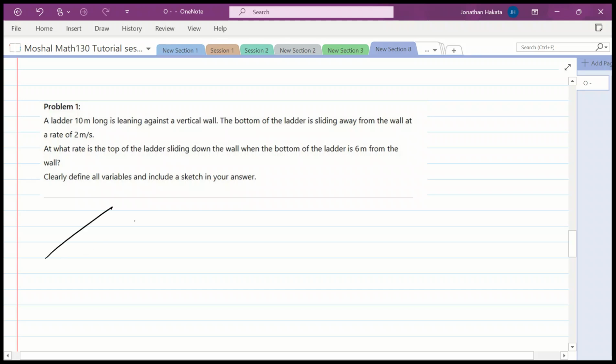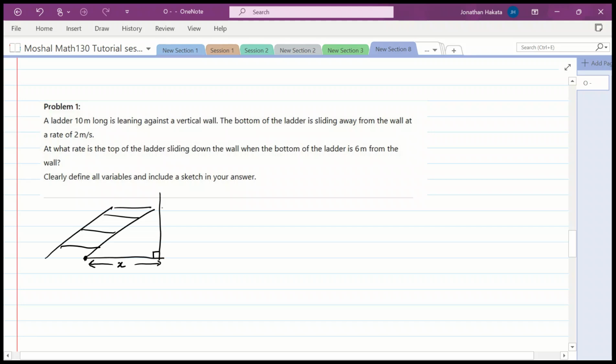We have a ladder that is leaning against a vertical wall. This is exactly what we are told. So there's 90 degrees there, and let's say the foot of the ladder is x. What units are we using?